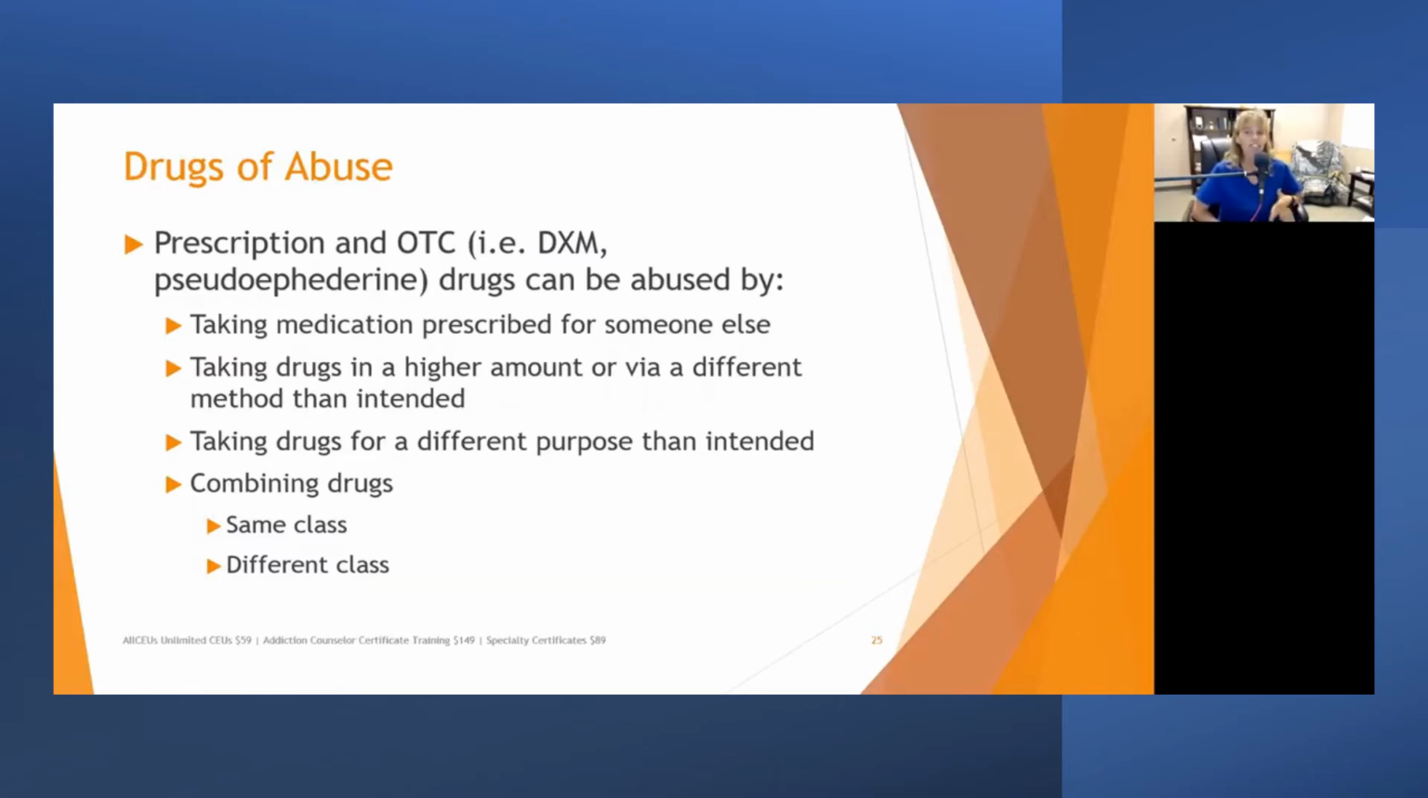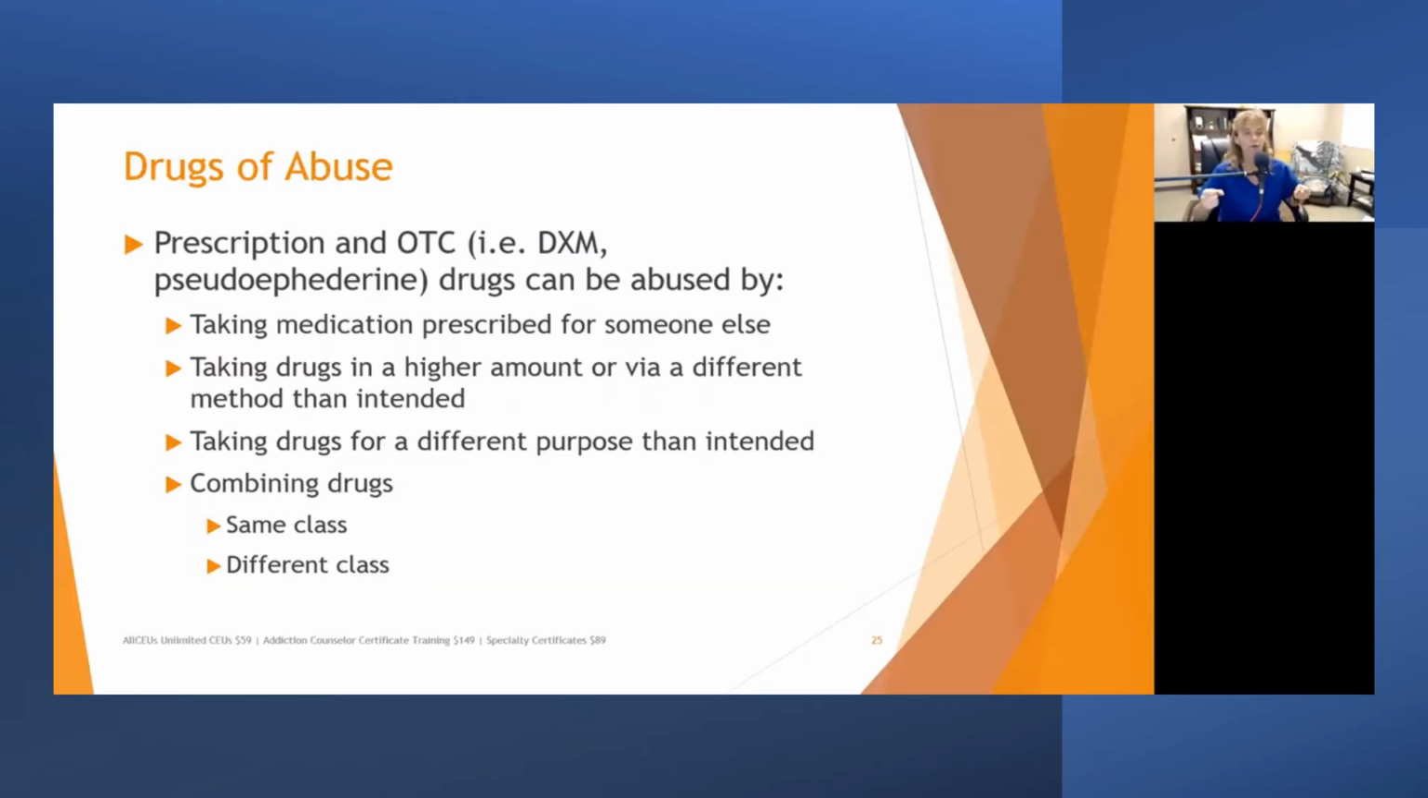Taking drugs for a different purpose than intended. So if you're prescribed a drug for pain, you had oral surgery 8 months ago, and then you decide to start taking your leftover opiates, technically that's a method of abuse. And by combining drugs, either of the same class or of a different class, in order to intensify the high.